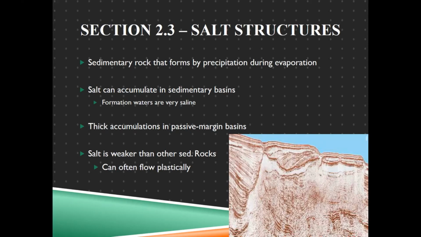We can get very thick accumulations in passive margin basins. This is a basin right near the edge of a continental edge, so it's near an ocean, lots of salt water. That basin can get water flowing into it, maybe not every year, but over 1 million or 50 million years, salt water getting in there numerous times and evaporating numerous times can leave a lot of salt behind.